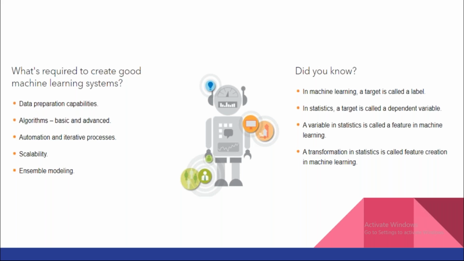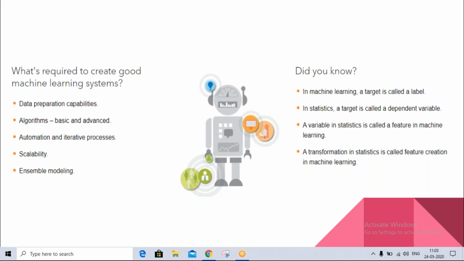From the basics, I build a basic algorithm, and then I try to add additional advanced functionalities to that. And then comes the part of automation and scalability, how scalable that model is. Ensemble modeling is basically, for solving a particular problem, using multiple models, and that is called ensemble techniques. Maybe I'm using linear regression and a decision tree at the same time for solving a particular problem.